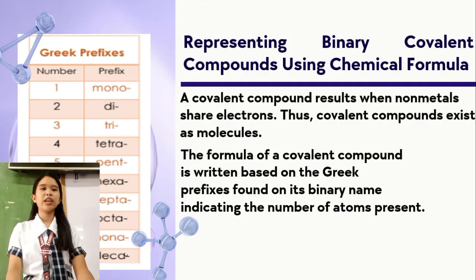Representing binary covalent compounds using chemical formula. A covalent compound results when nonmetals share electrons. Thus, covalent compounds exist as molecules. The formula of a covalent compound is written based on the Greek prefixes found in its binary name, indicating the number of atoms present. Binary covalent compounds are made of two nonmetals that share electrons. Because of their sharing, we use Greek prefixes to show how many atoms of each element are present.